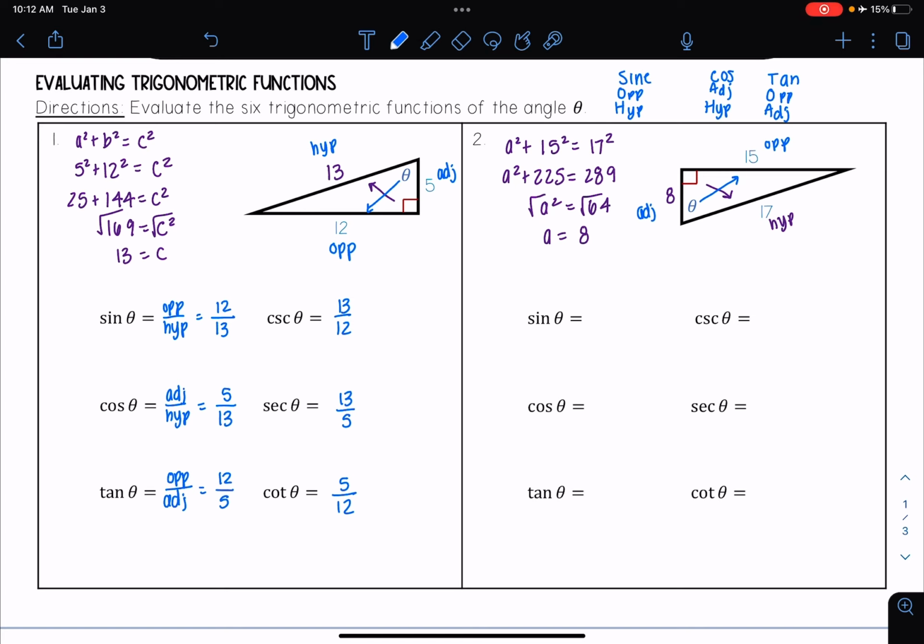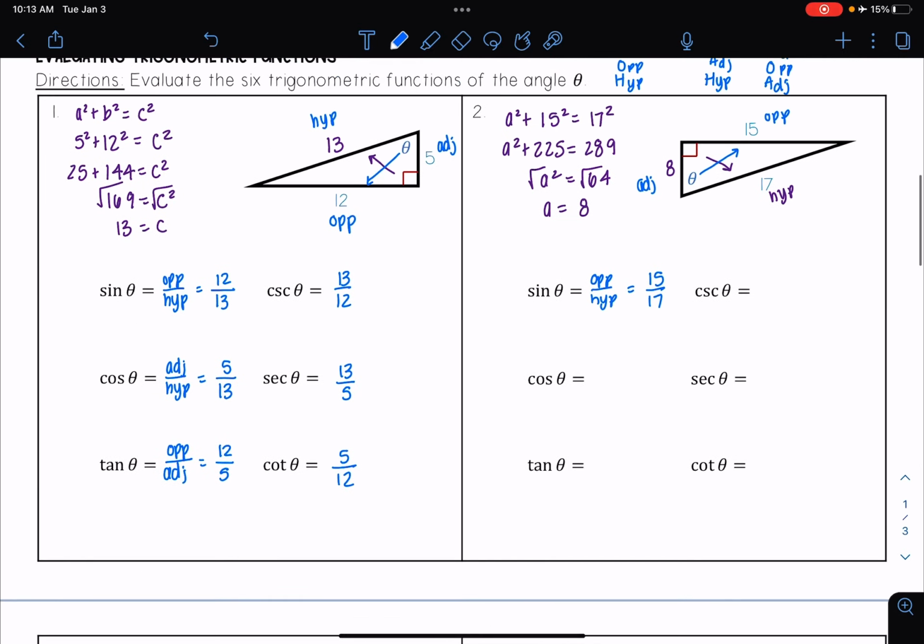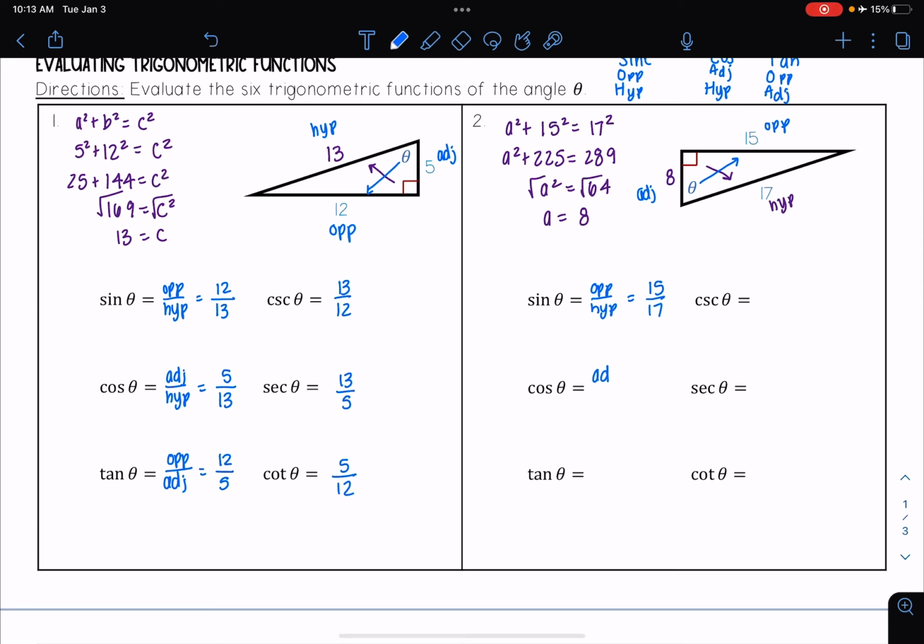And so sine of theta, remember SOHCAHTOA, so that means it's opposite over hypotenuse. My opposite side is 15, and my hypotenuse is 17. Cosine of theta, that is adjacent over hypotenuse. So that's going to be 8 over 17. And then tangent of theta is opposite over adjacent, which is 15 over 8.